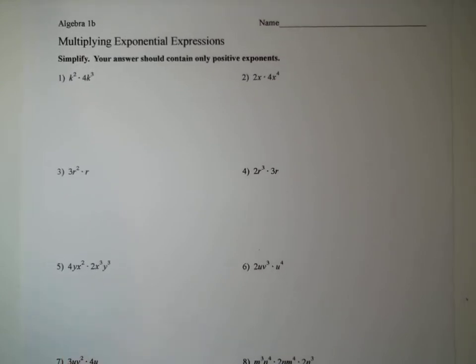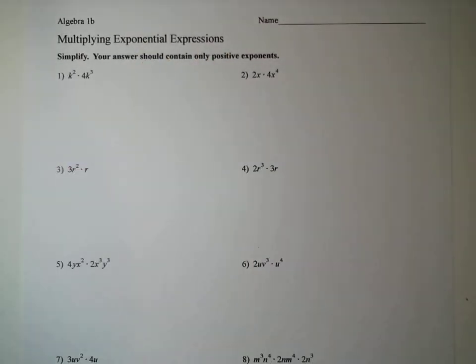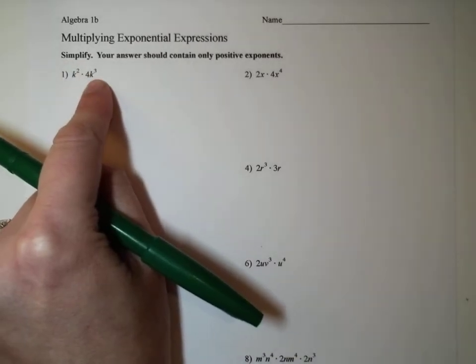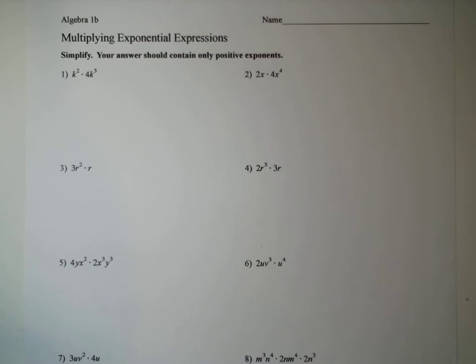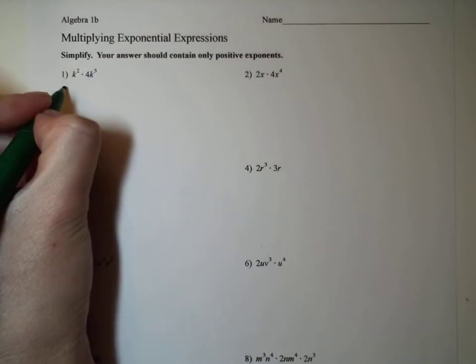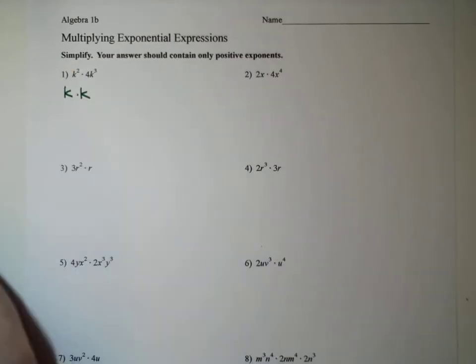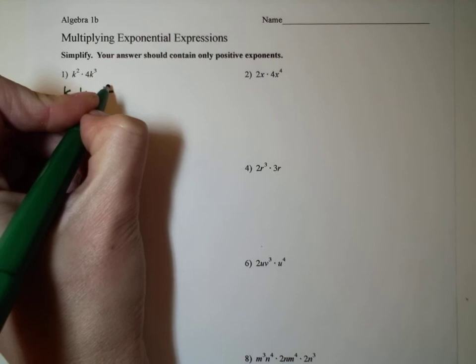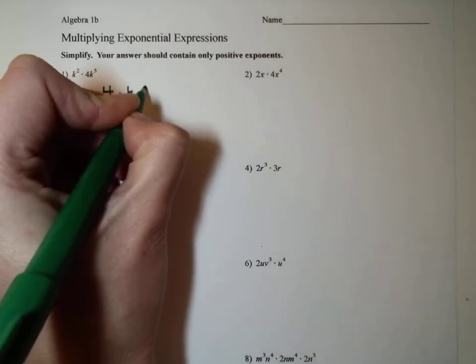So in your workbook, you're going to be working on the assignment multiplying exponential expressions. Let's go through the first 2 together. So number 1, we have k squared times 4k to the third power. So we'll use our notes and we'll just follow the steps. So step 1 says expand, which means to list all the factors. So we're going to expand k squared. K squared is K multiplied 2 times, which is K times K, times 4K to the third power. So that's 4 times K multiplied 3 times.